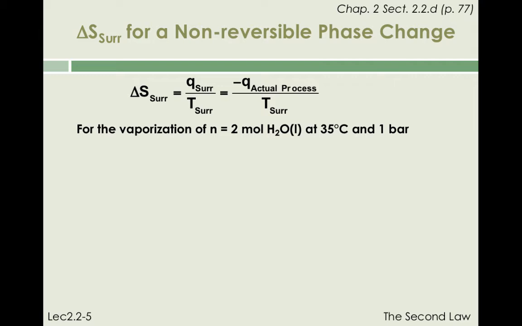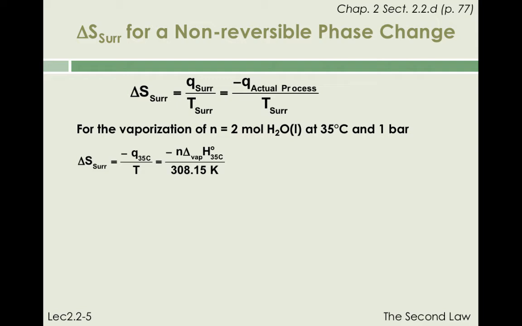Again, we will use the vaporization of n moles of water at 35 degrees Celsius and 1 bar as an example. Delta S surroundings is equal to minus the heat of vaporization of water at 35 degrees Celsius divided by 35 degrees Celsius expressed in Kelvin, that is 308.15 Kelvin. Vaporization occurs at constant pressure, so the heat of vaporization at 35 degrees Celsius is also equal to the change in enthalpy associated with the vaporization process at 35 degrees Celsius.